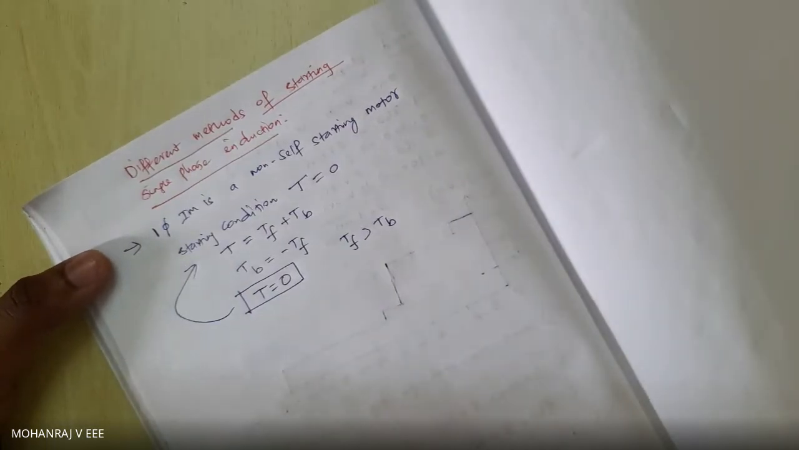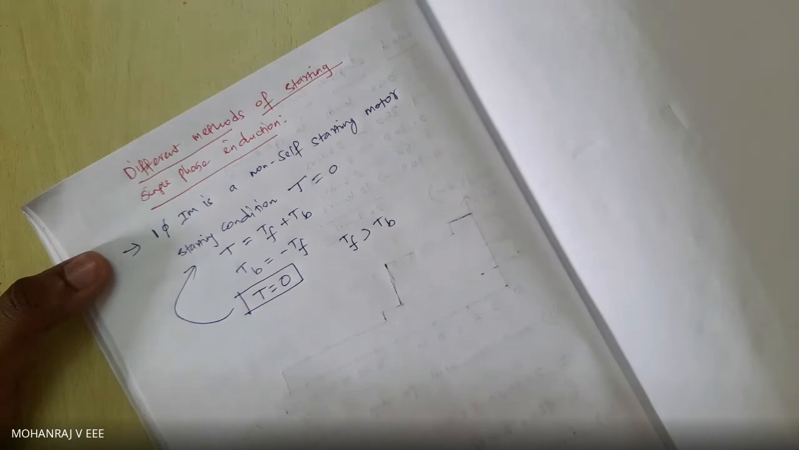Say, for example, take a ceiling fan. A ceiling fan is an example of a single phase induction motor. Say you have switched on your ceiling fan, but it is not rotating or running. What will you do? First, you will take a stick and try rotating it. In some cases, it will rotate. There, what you are doing is making sure that your TF is greater than your TB. That is, your forward torque becomes greater than your backward torque. So the motor rotates during starting condition.